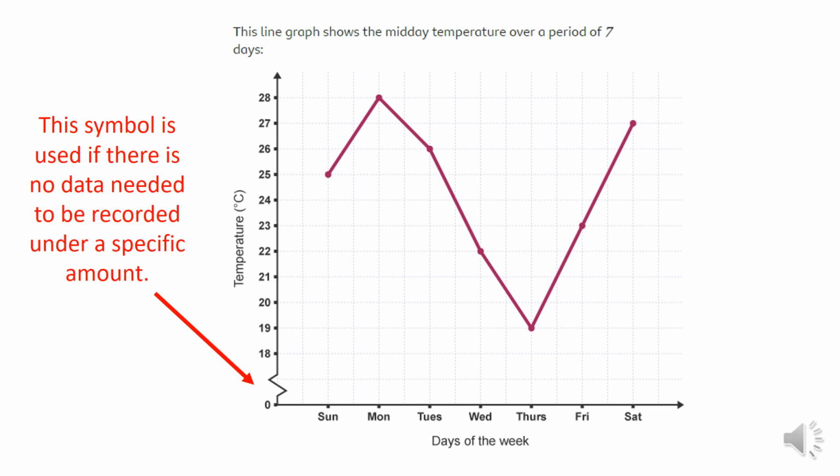This symbol is used if there is no data needed to be recorded under a specific amount. So if I look at this line graph here, the lowest amount is actually 19. Therefore, it would have been a complete waste to have had 19 squares all the way down the y-axis. So therefore, they put this little symbol, which means the numbers are there, we just haven't written them in.